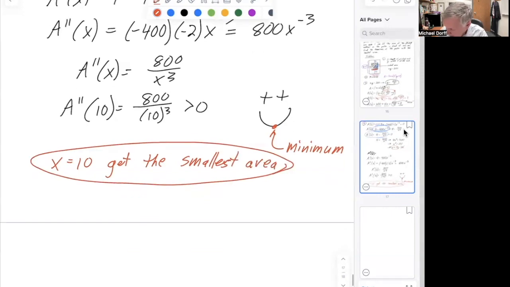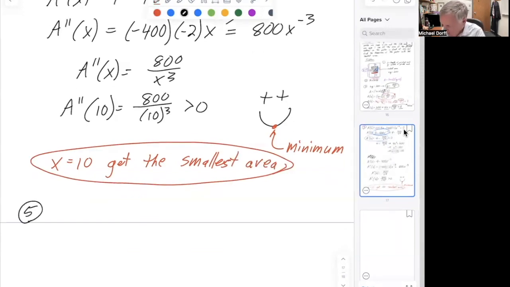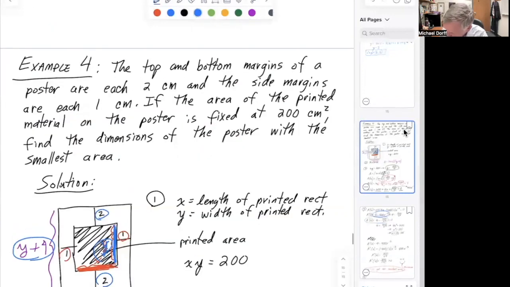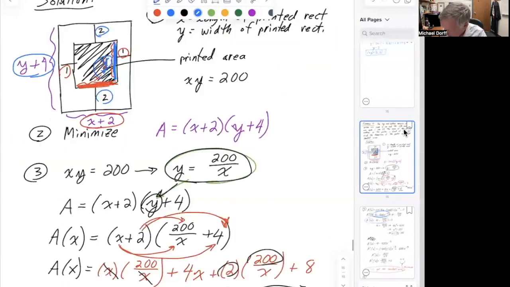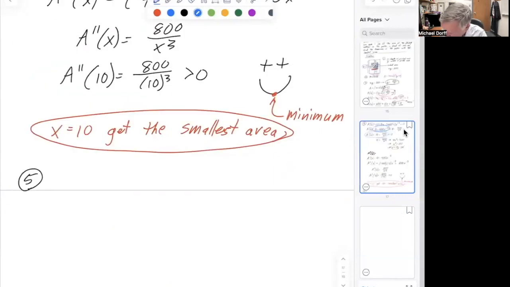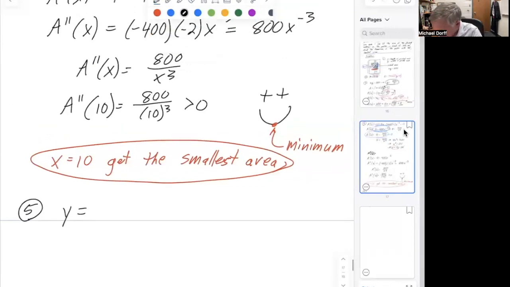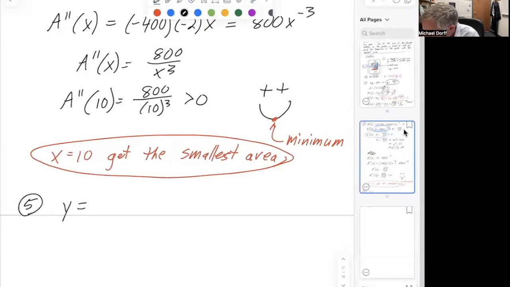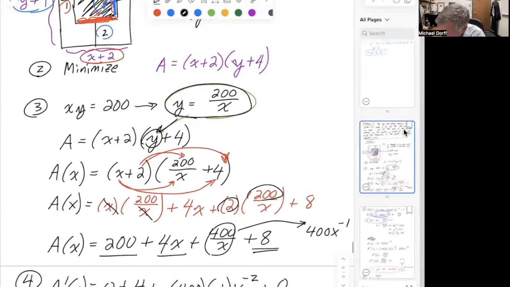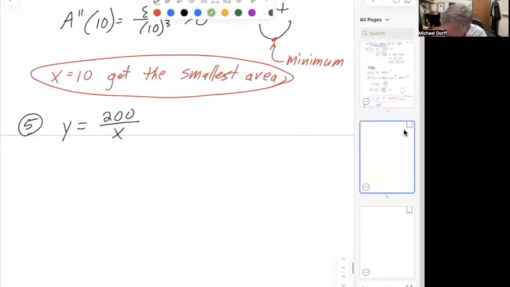All right, and so the last thing is to answer the question. The original question is: find the dimensions of the poster with the smallest area. So we figured out what x is. Now we need to figure out what y is. Going back to the original equation, we had that y was 200 over x. Let's just check that here. Yep, that's what we have here in green. Y equals 200 over x. So we brought that down here.